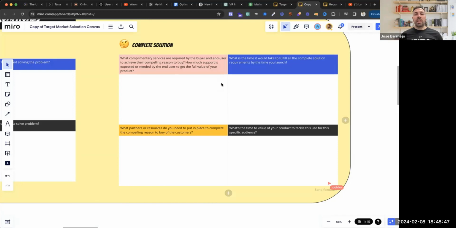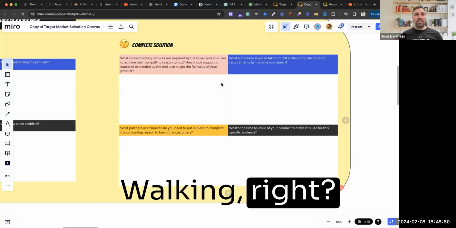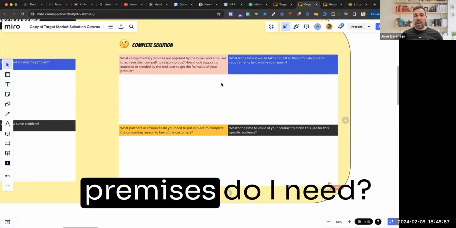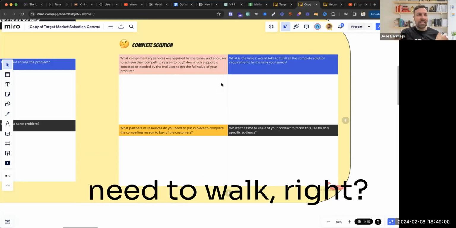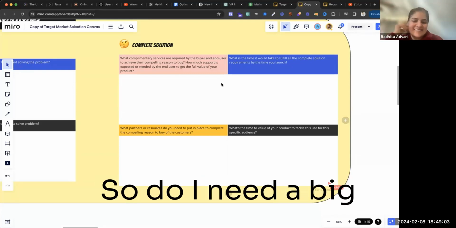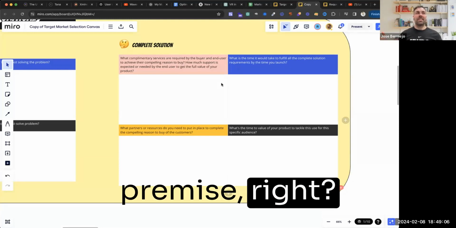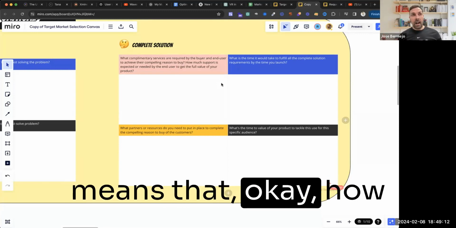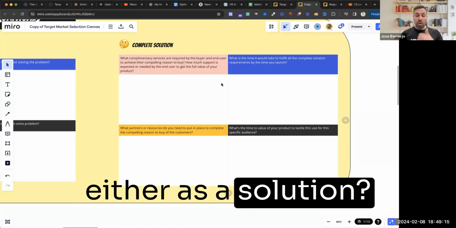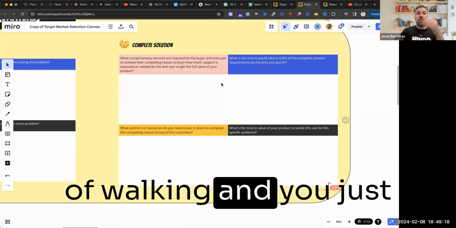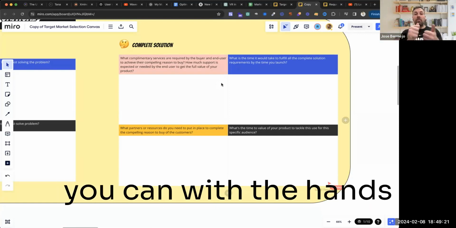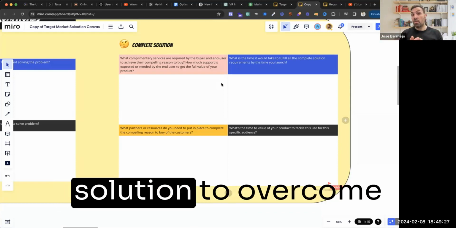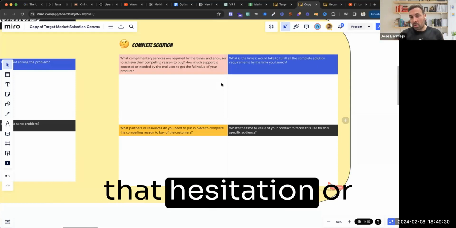Last example, we've seen the walk-in, right? So okay, I am not having showrooms, but how big are the premises that I need? Because people need to walk. So do I need a big premise, right? And if that is an issue to solve, how do we figure this out? Either as a solution you remove the need of walking and you just stay static, and with the hands you can just move inside the building. That's one way of providing the complete solution to overcome that hesitation or objection to buy.